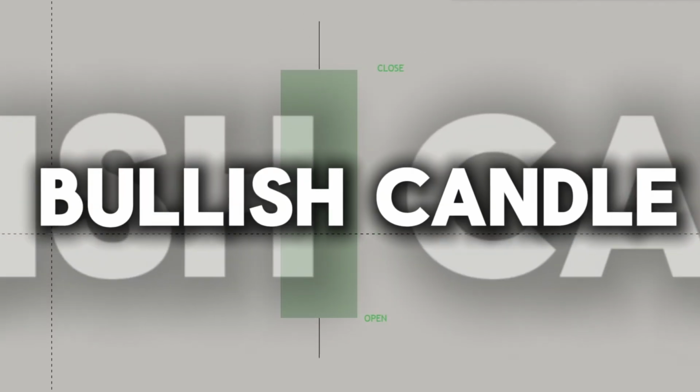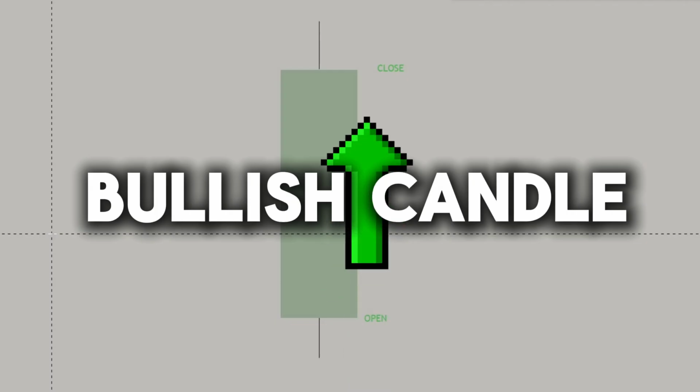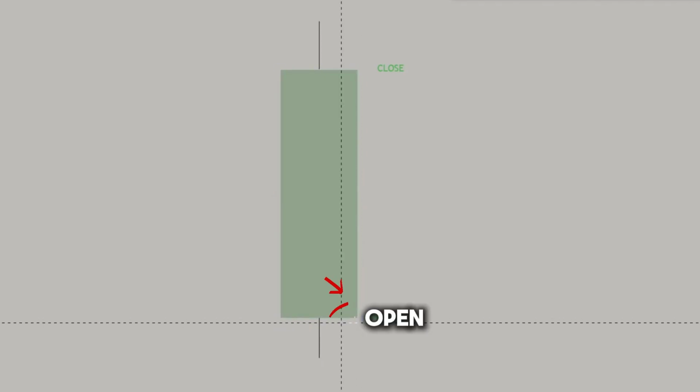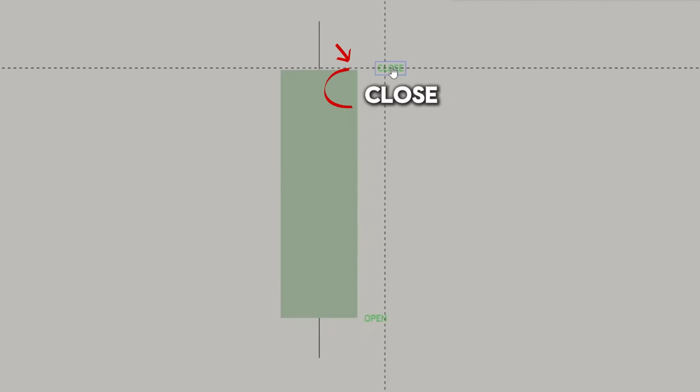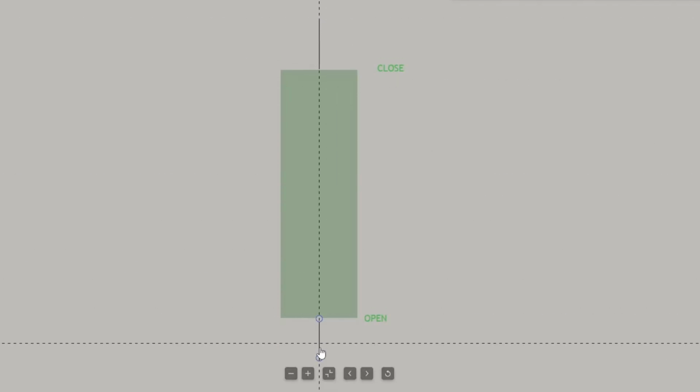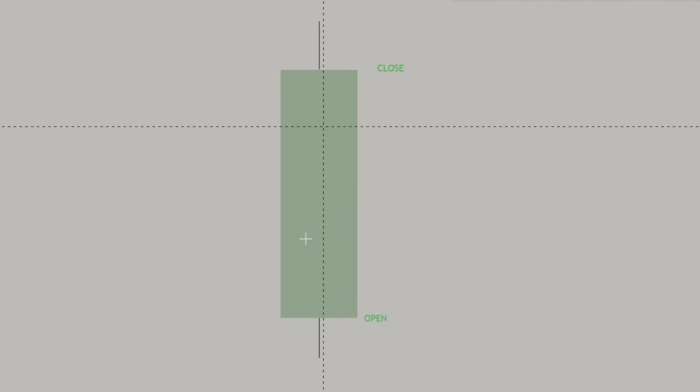Now, a bullish candle is slightly different from the bearish candle. The difference is that on a bullish candle, price always opens at the bottom and always closes at the top. This is the 5-minute bullish candle we're looking at, and these wicks are just showing where price went. For example, price opened here, fluctuated a little bit to the top before we closed, and actually decided to close at this point.